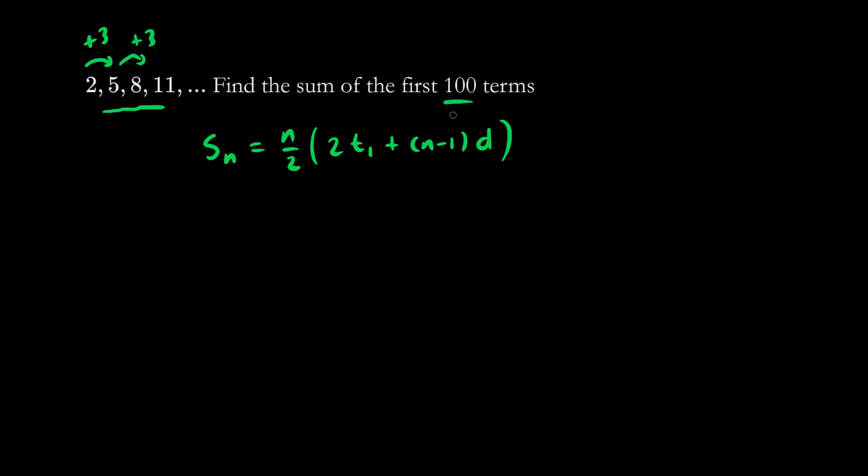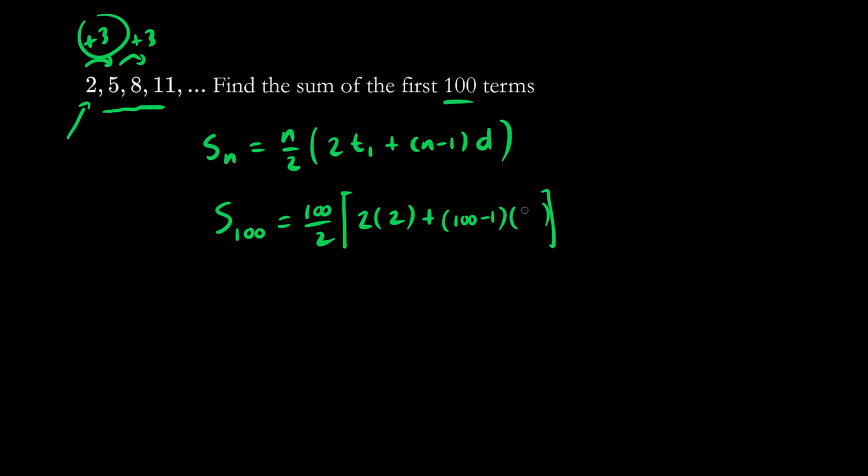Now we know what n is. It's 100. So the sum of the first 100 numbers is 100 over 2, 2 times the first term, which is 2, plus (n minus 1)D, n happens to be 100, and the common difference D is 3. 100 divided by 2 is 50. 2 times 2 is 4. And we have 100 minus 1 is 99 times 3.